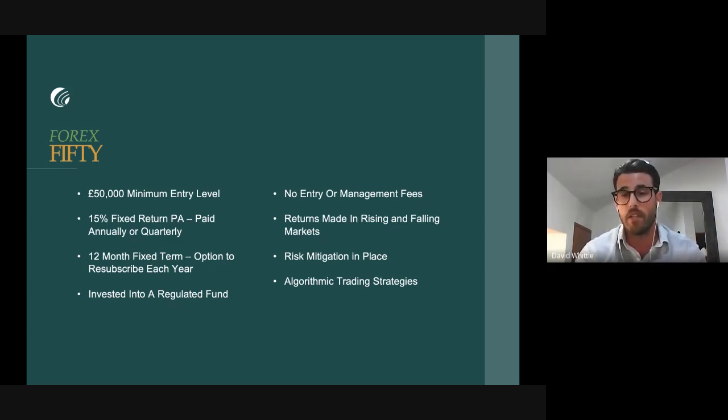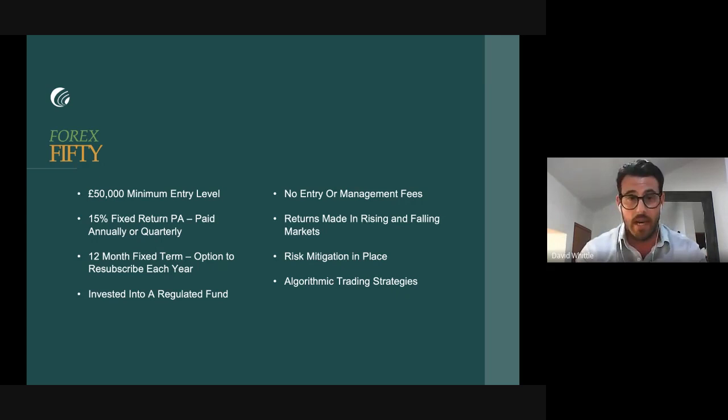The fund that we work with specialize in the development of algorithmic trading strategies, and they then apply these to the Forex market and trade these strategies. They are able to make returns in positive and negative markets. So effectively, it doesn't matter what's going on. As long as there's volatility in the markets, the algorithms can trade and make a profit.